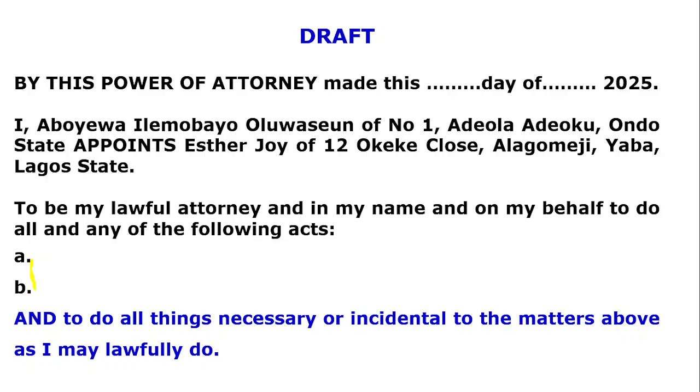So if the power above is to collect rent from my tenant at so-and-so property, what are the things necessary that you can do? Which was what I mentioned earlier. If you issue them a notice to pay, what you have done by issuing notice is incidental to seeing that the collection of rent is made possible. But it does not include you now harassing or slapping the tenant. How does slapping the tenant help you to achieve collecting the rent?